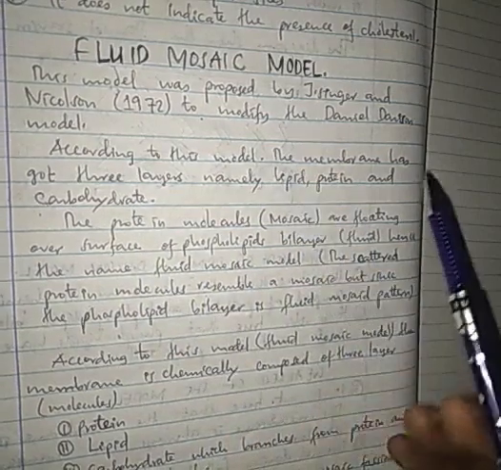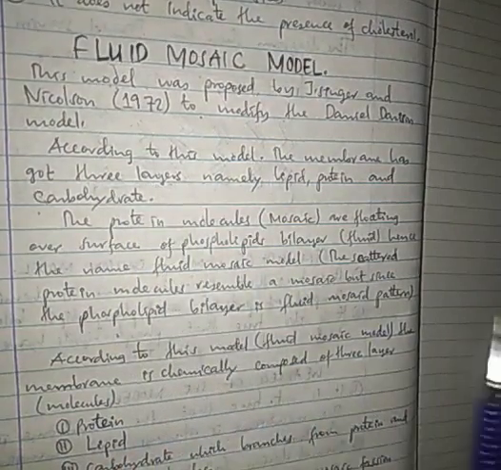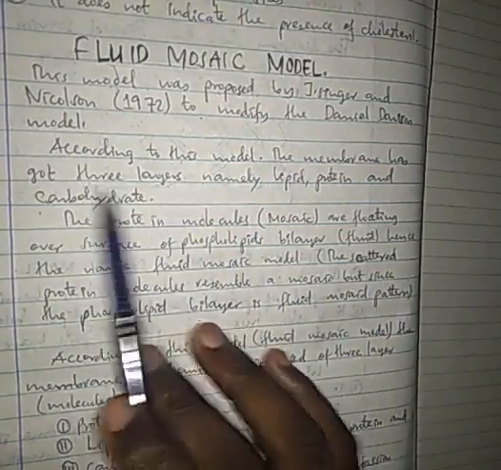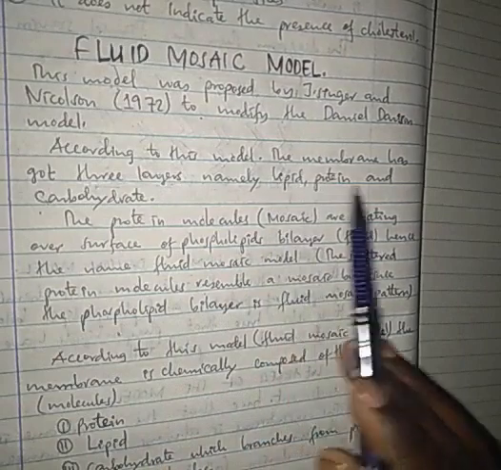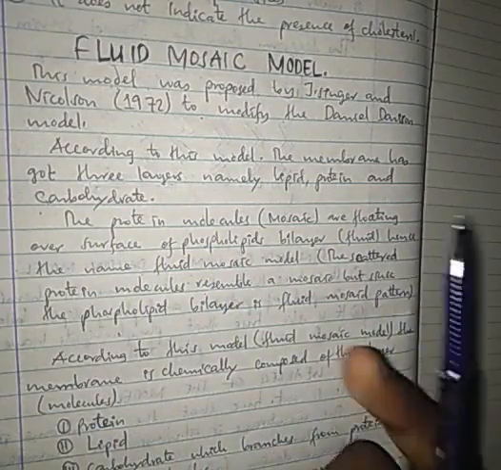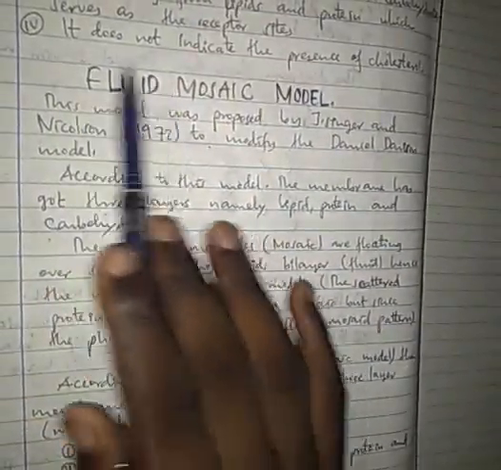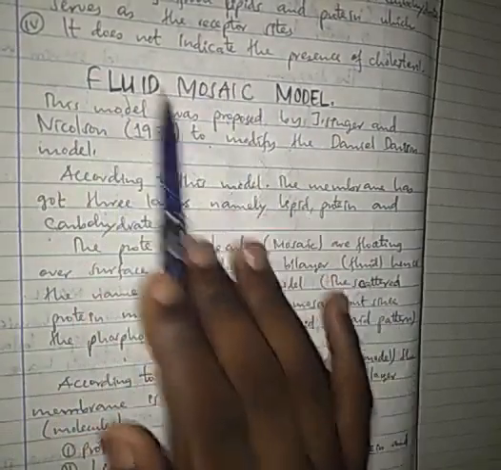According to this model, the membrane has three layers. Danielli Davson said 2, but these are three layers, namely lipid, protein, and carbohydrate. The layer of lipid, layer of protein, and layer of carbohydrate. The protein molecules act as mosaic, because this is called fluid mosaic. Lipid acts as fluid, and protein acts as mosaic.